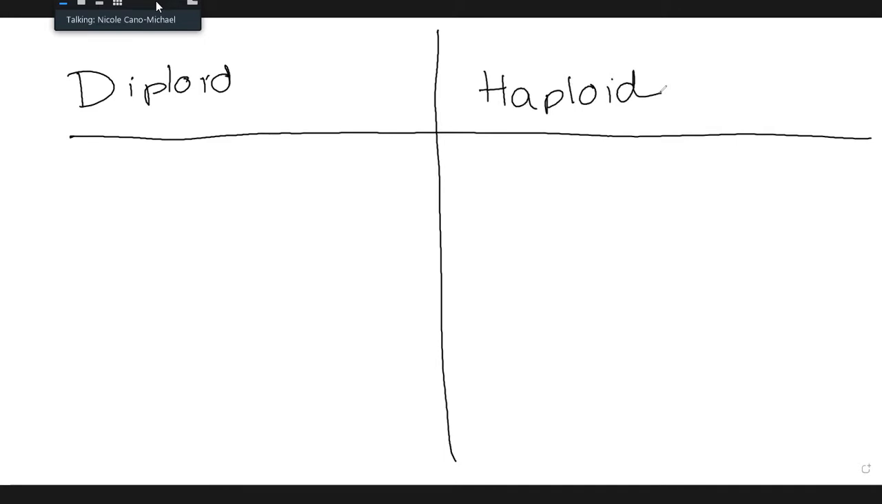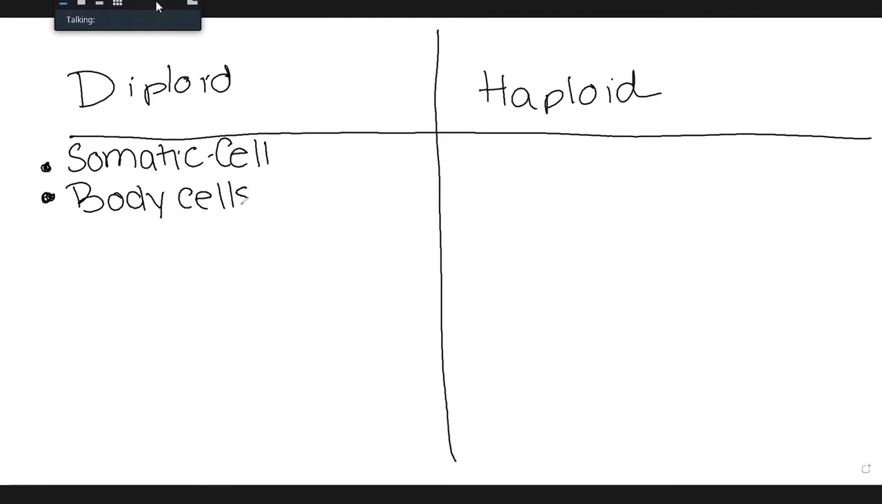Okay, so what is the difference between these two? If I have a diploid cell, I might also call that a somatic cell. Sometimes we also call these body cells. So pretty much these are anywhere in your body, like your skin or your muscles or your cheek or your tongue or your stomach or your whatever. Any part of your body is going to be a diploid cell or a somatic cell. Okay, these are 3 words that more or less mean the same thing, kind of.